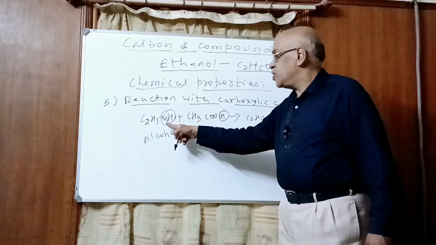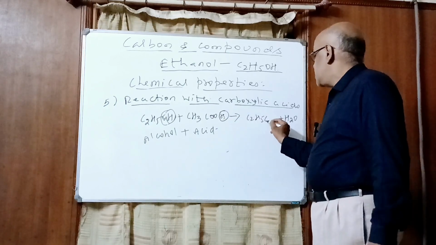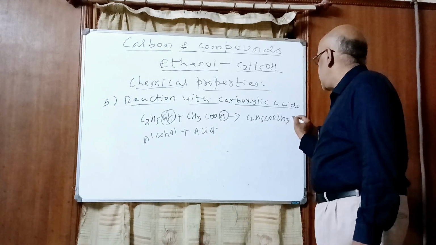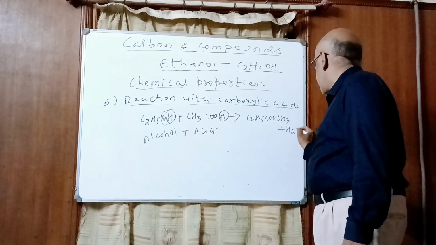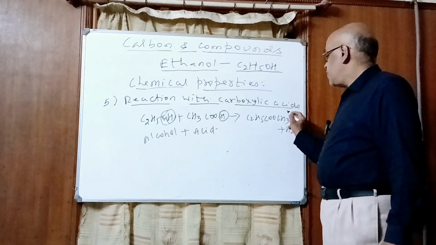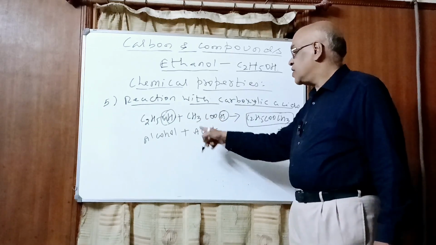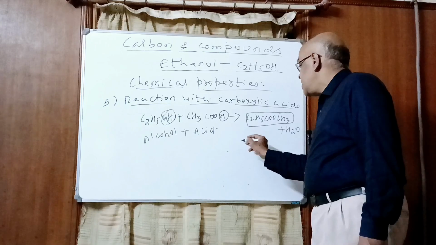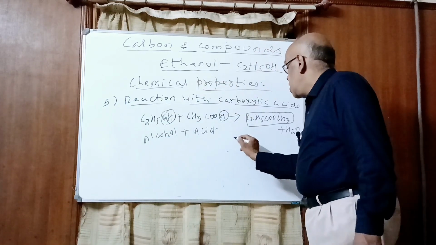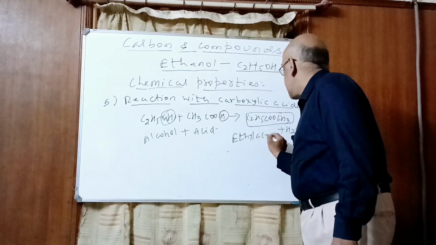C2H5, it has lost OH. Then the acid loses hydrogen. What is left here? COO. C2H5COOCH3 plus water. Whenever alcohol reacts with acid, it loses a molecule of water to form this compound. What is the name of this compound? This is acetic acid. Now, what is this? Ethanol, ethyl alcohol. So, the name of this compound is ethyl acetate.